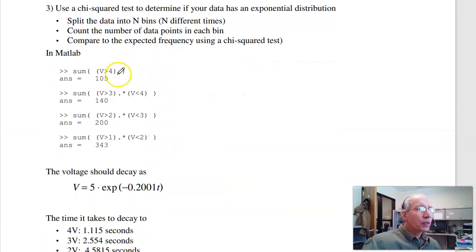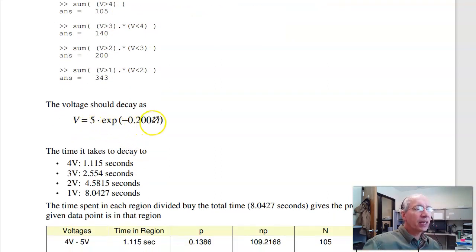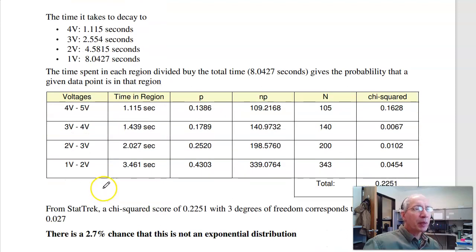So this is the number of data points above 4 volts, between 3 and 4, between 2 and 3, between 1 and 2 volts. If my data actually decayed exponentially like this, I would spend 1.115 seconds between 4 and 5 volts, 2.554 seconds between 3 and 4 volts, and so on. That gives me my probability.